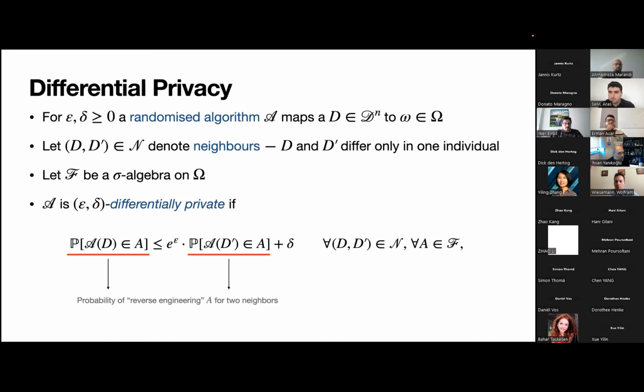And here, epsilon appears as a multiplicative term, and delta appears as an additive term. And these constraints are satisfied for every possible neighboring pair that we can imagine, and every measurable subset. Okay, and let's see why this is useful.